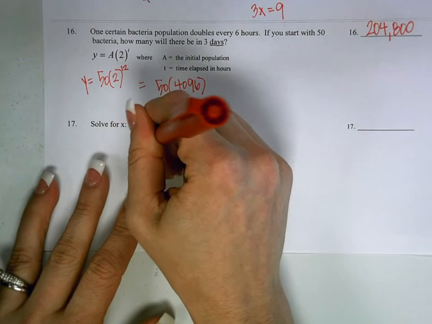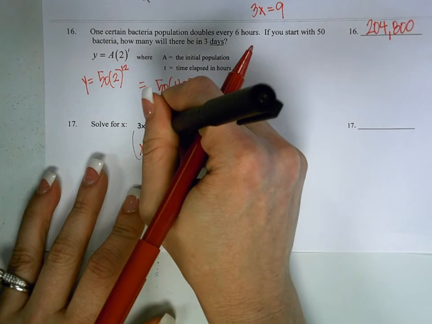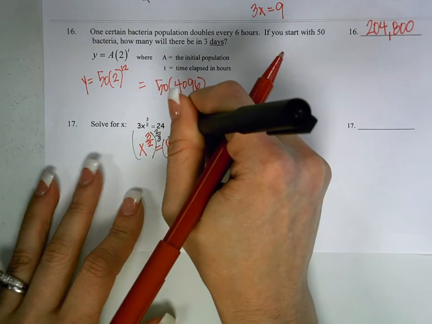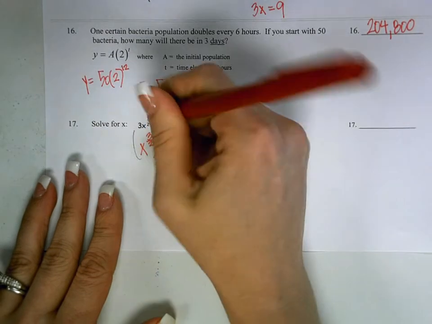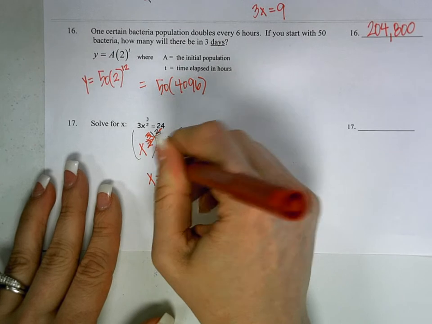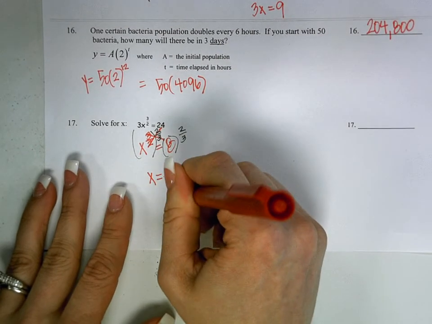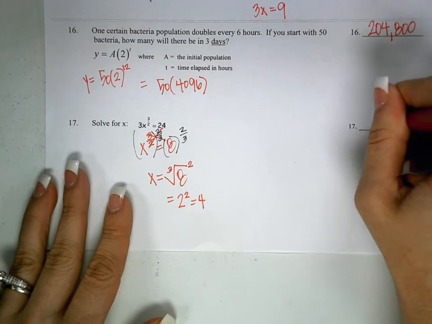And then the last one, divide both sides by 3. X to the 3 halves equals 8. Raise to the reciprocal power, so raise to the 2/3 power. These will reduce each other away. So x equals, if you rewrite this in power handle, 8 squared cube root. Cube root of 8 is 2, and 2 squared equals 4.